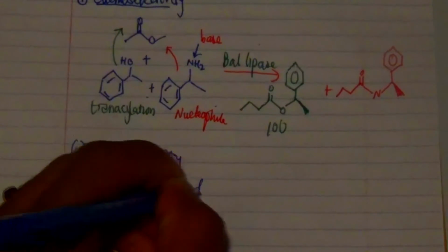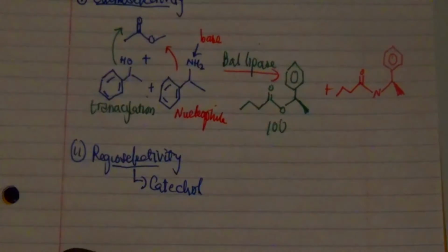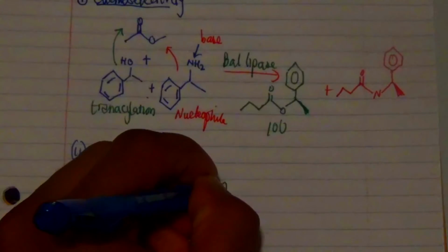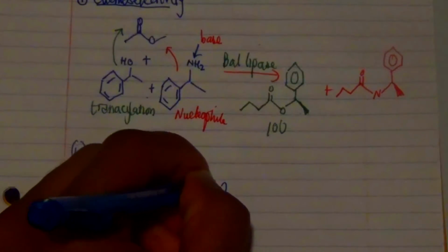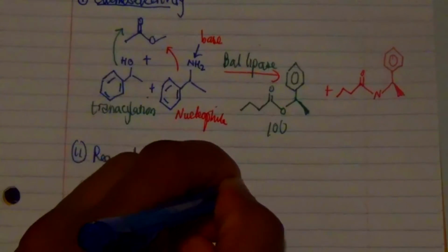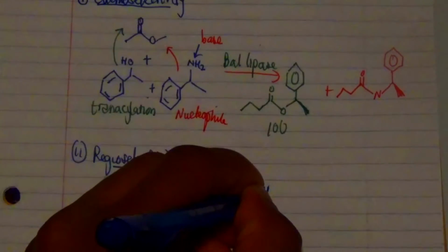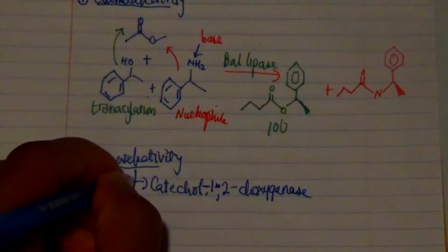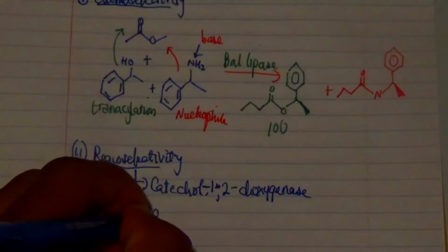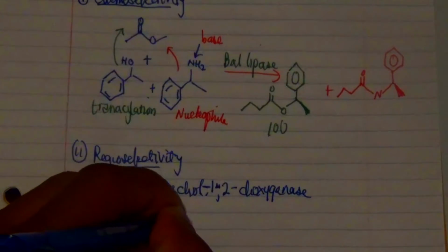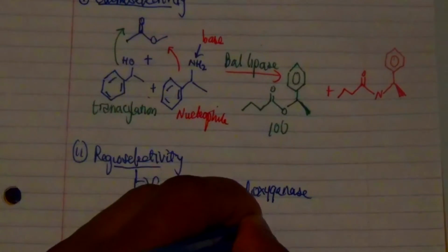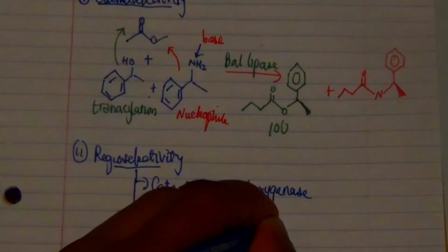catechol, and there are two forms of this catechol. We have one that attacks in the 1,2 position, and I'm doing this for a better discrimination, dioxygenase, or we have the other one over here, which is catechol attacking in the 2,3 position of our particular reagent over here.